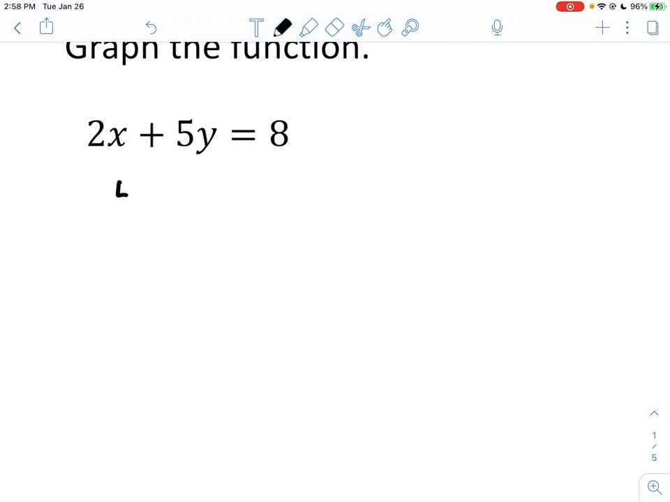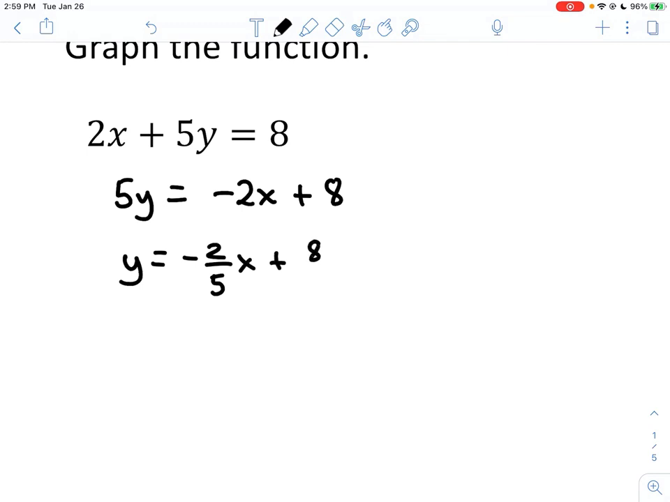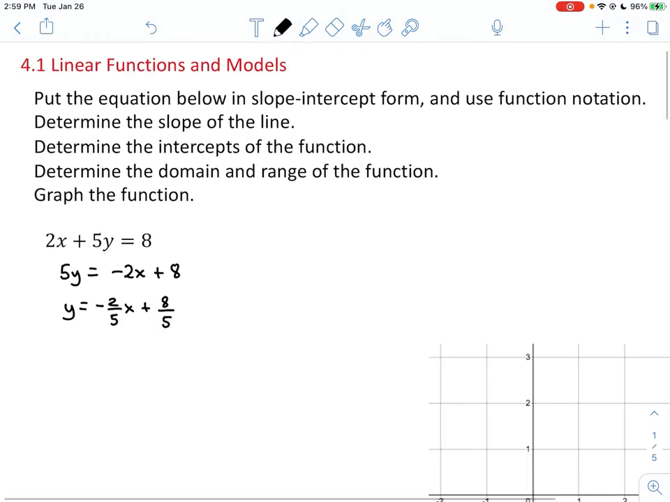So I'm going to begin by subtracting 2x from both sides, and I'll write that term first, and then the plus 8, and then divide everything by 5. So y is equal to negative 2/5 x plus 8/5. So this is slope-intercept form.